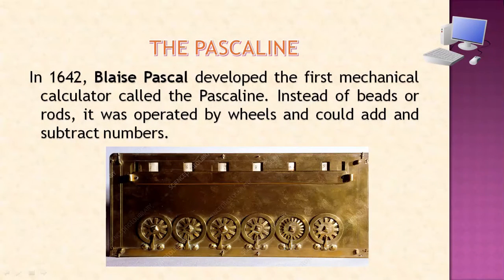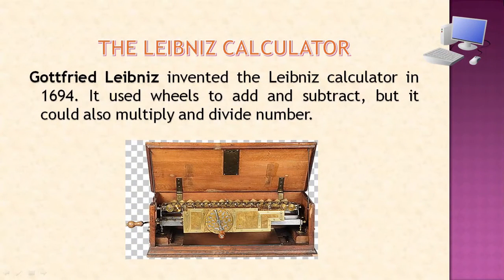Next is the Pascaline. In 1642, Blaise Pascal developed the first mechanical calculator called the Pascaline. Instead of beads or rods, it was operated by wheels and could add and subtract numbers. The Leibniz calculator. Gottfried Leibniz invented the Leibniz calculator in 1694. It used wheels to add and subtract, but it could also multiply and divide numbers.